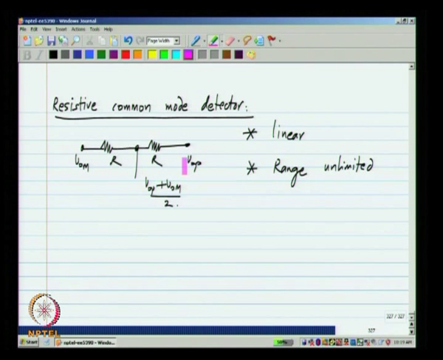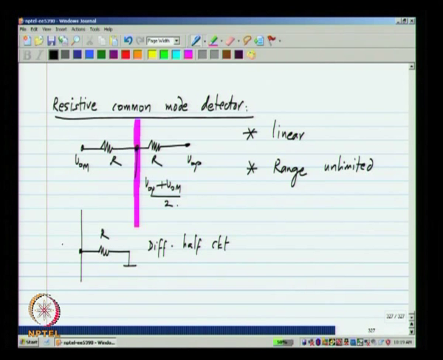By itself, VOP can swing to any value and VOM can swing to any value, and the midpoint will still be (VOP plus VOM) by 2. But the disadvantage is that in the differential picture, keep in mind this midpoint will be ground. So we will have this in the differential half circuit. From the output to small signal ground, there will be a resistance R, which will load the differential circuit.